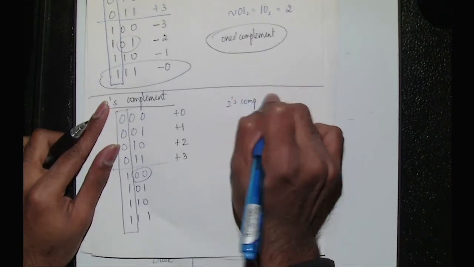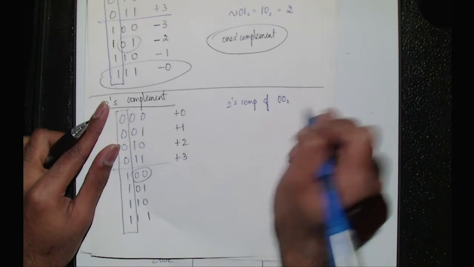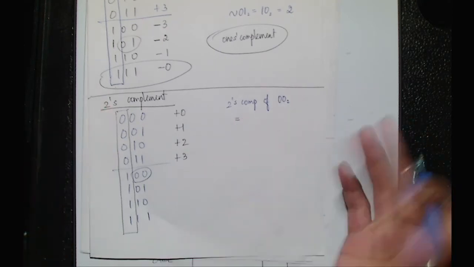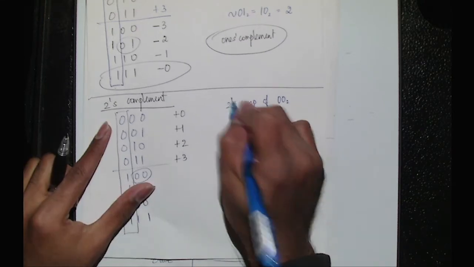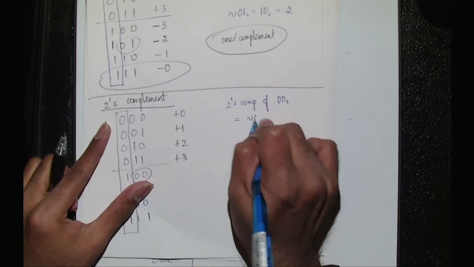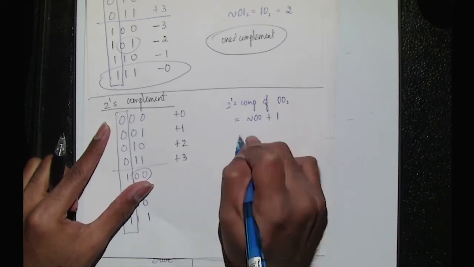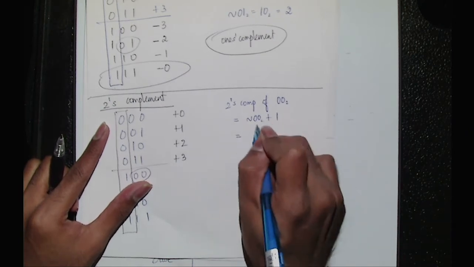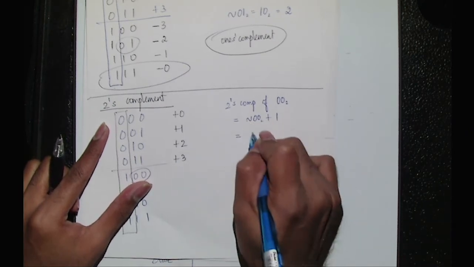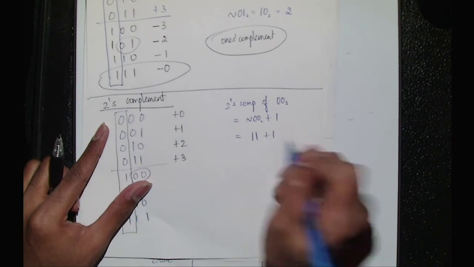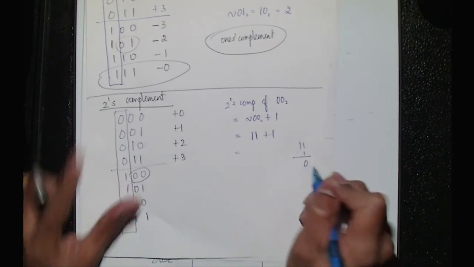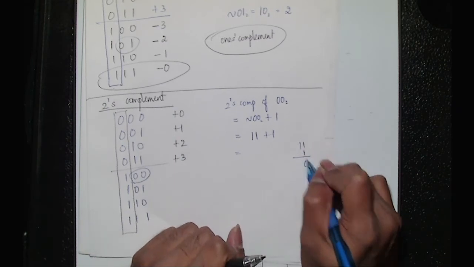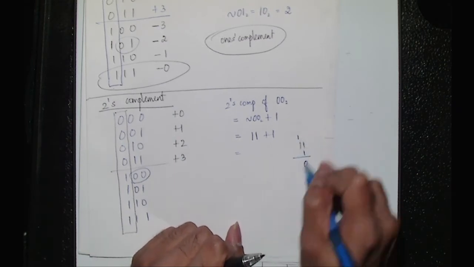The 2's complement of binary number 0, 0 is computed the way we usually compute 2's complement: take the 1's complement of that and then add 1 to it. The 1's complement of 0, 0 is nothing but flipping the bits. And when you just add 1 to it, what happens? With 1, 1, you're adding 1. So 1 plus 1 goes to 0, carries over 1 here.